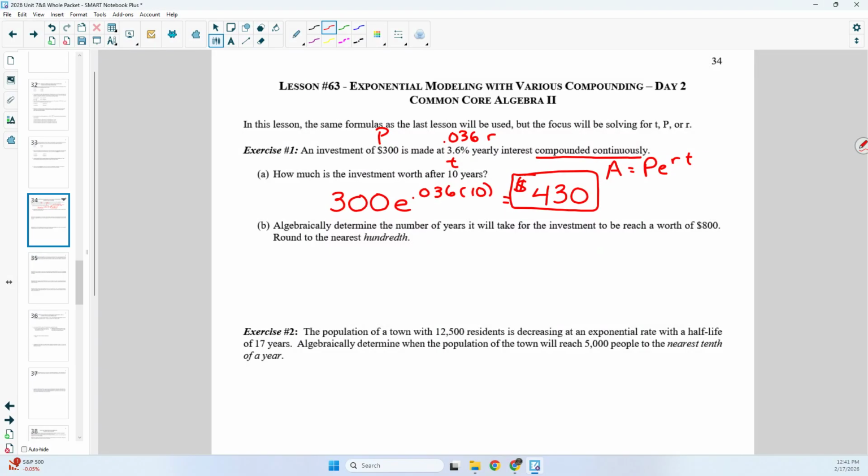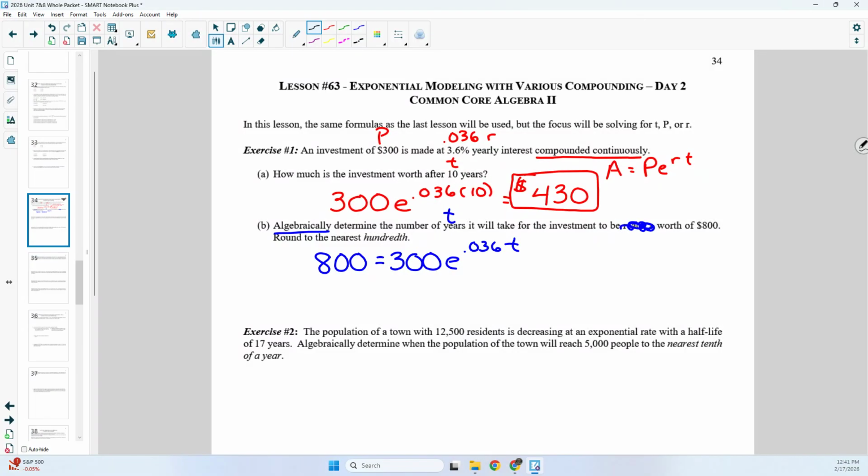Looking at the next one, now we have the same formula, and it does give me a hint. When it says algebraically, usually I have to do some sort of specific type of solving. Algebraically determine the number of years, so I'm trying to find t. It will take for the investment to be worth, we'll typo there, $800. So we have 800 is what my amount at the end I want to be. My start number is the same, still 300. My r is still 0.036, and this time I'm looking for the t.